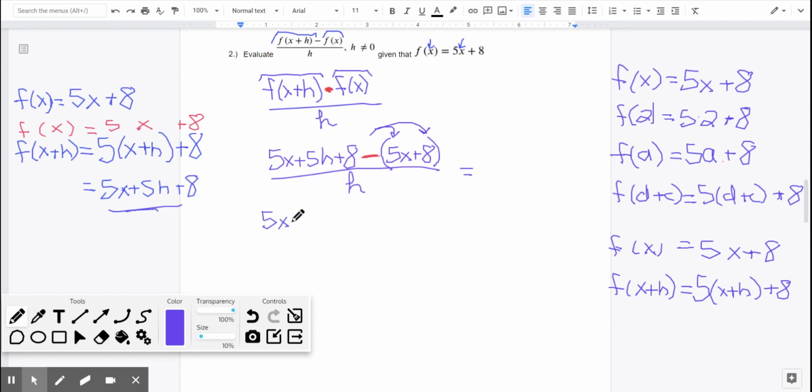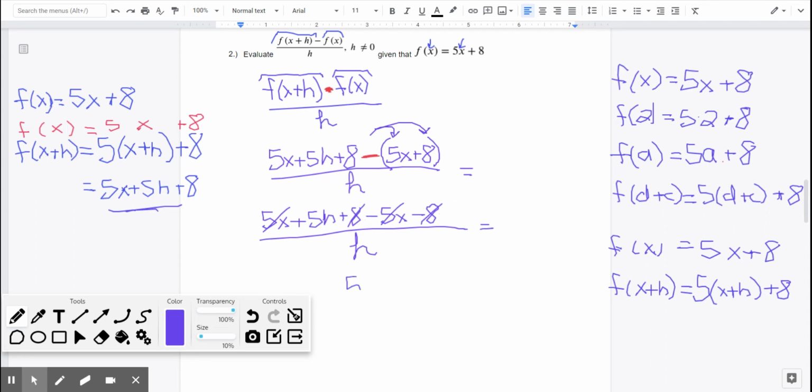So now I have 5x plus 5h plus 8 minus 5x, and that's going to become minus 8. And that's good news, because remember what I said on the last one. If you're doing this correctly, terms will cancel, and then terms will reduce. So look up in here, what can cancel? Well, the 5x and the minus 5x, that becomes 0, and 8 minus 8 becomes 0. So if you're doing this correctly, things will cancel.